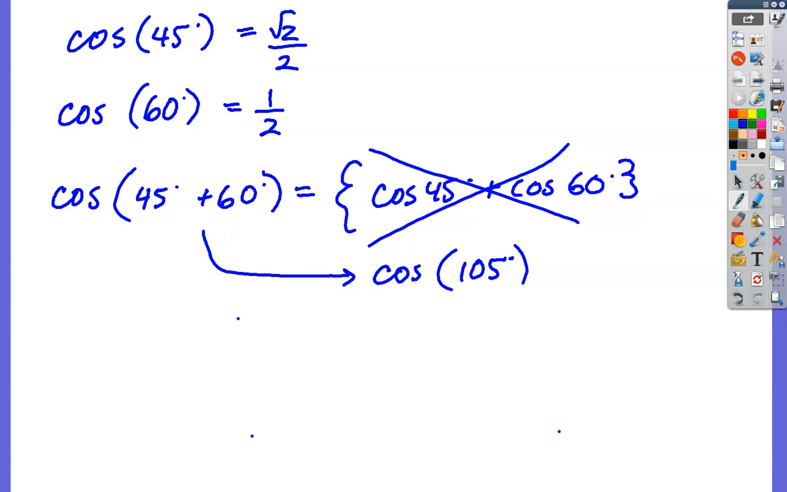Okay. So then how do we figure that out? Because I don't expect you guys to know the cos of 105 off the top of your head, but we can do it by looking at these two smaller angles that we do know.